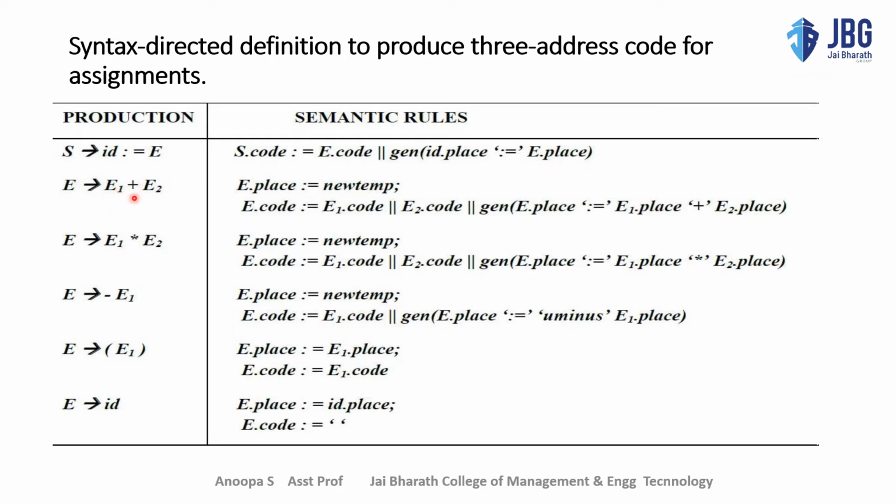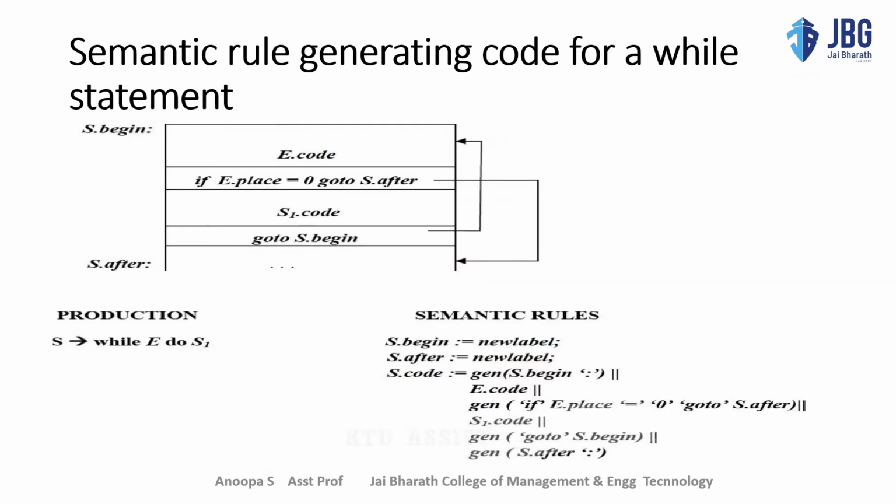Similarly, E1 plus E2. So E dot place is equal to newtemp. This newtemp we will be seeing in the next slide. E dot code equal to E1 dot code followed by E2 dot code, then we write the assignment generation E dot place equal to E1 dot place plus E2 dot place. This simply means E equals E1 plus E2. Similarly, everything you can self-check. Similarly, there is one more thing for the while statement.